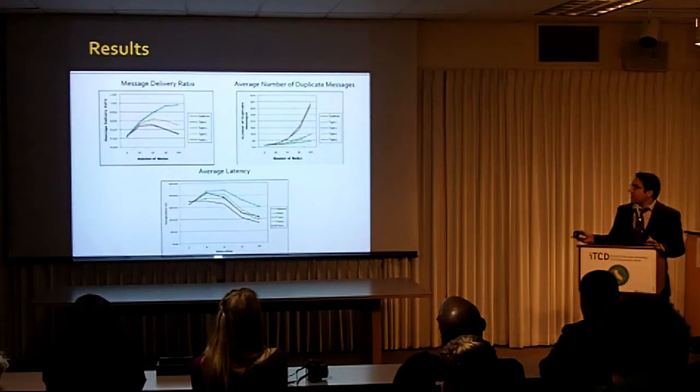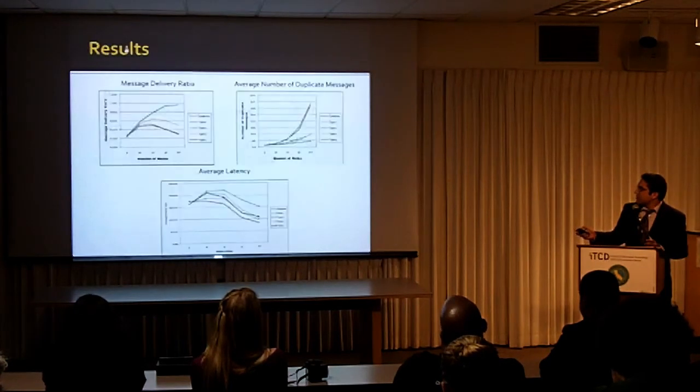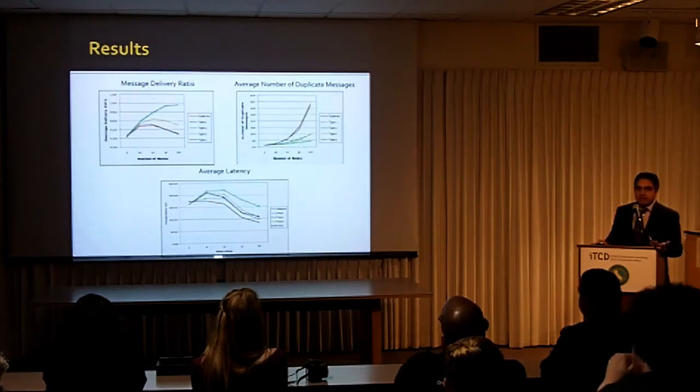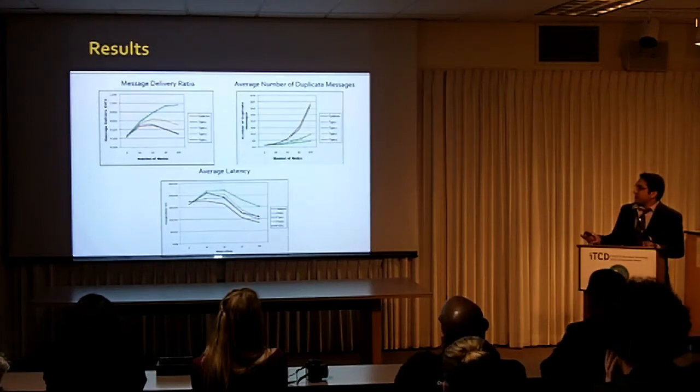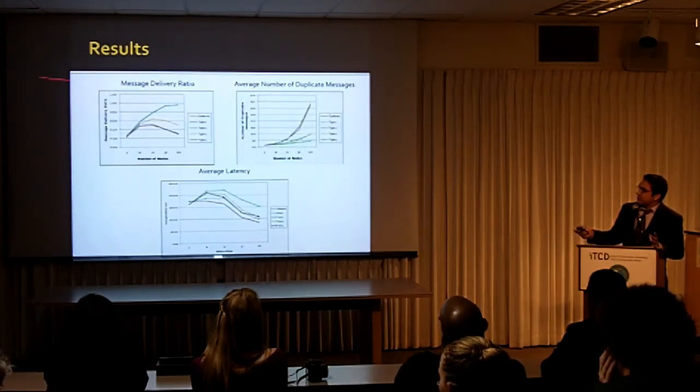As you can see in the message delivery ratio, they had a very high message delivery ratio, which means that most of the messages that were being created were actually being delivered. And in terms of the average number of duplicate messages, they had a very low number, which references the message delivery ratio and why there was such good performance in the message delivery ratio.